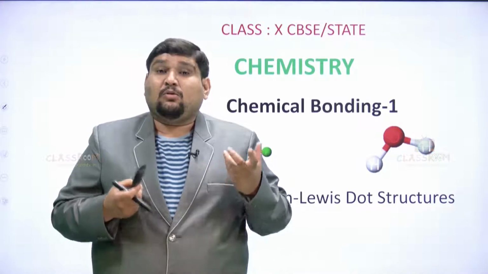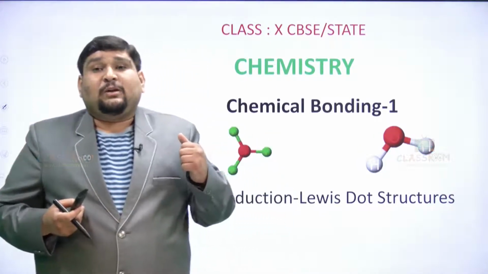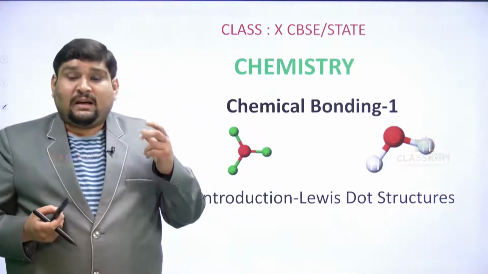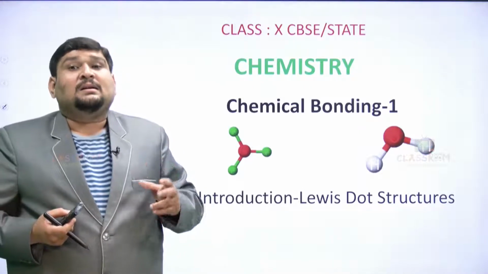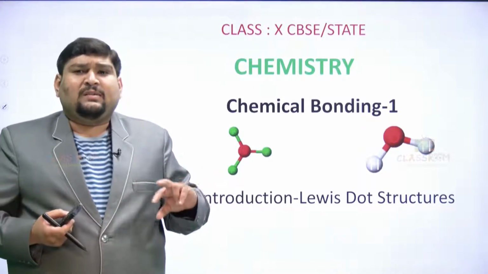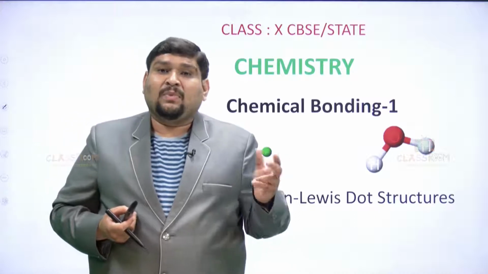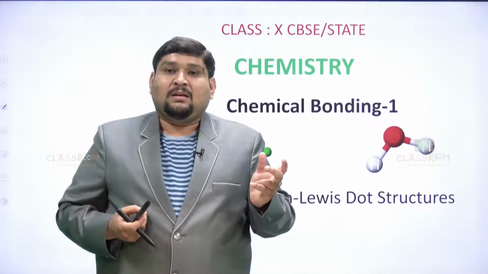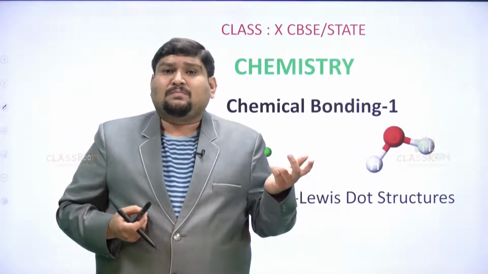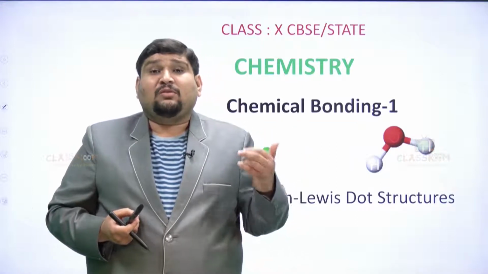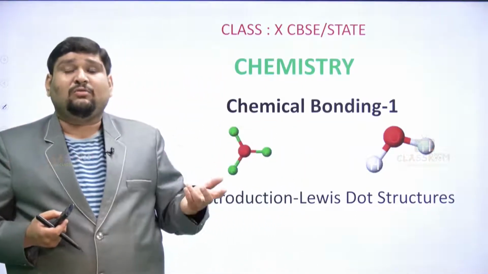So basically, in our chapter on periodic classification of elements, we have also learnt that the mutual sharing of electrons, or just sharing of electrons, leads to covalent bond formation. In the same way, an ionic bond is a transfer of electrons. So transfer of electrons leads to ionic bond formation.